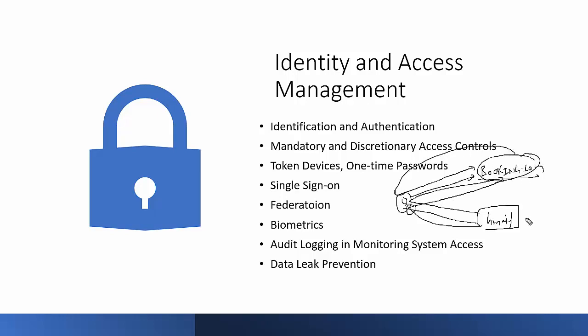So in this case, Gmail is the identity provider who verifies your identity, and booking.com is a service provider who provides you services. So federation is basically used across multiple systems.